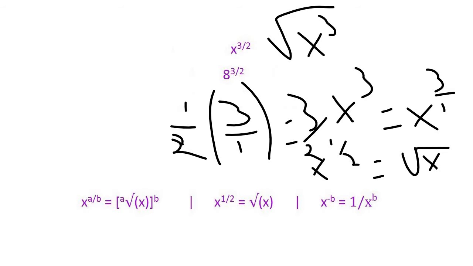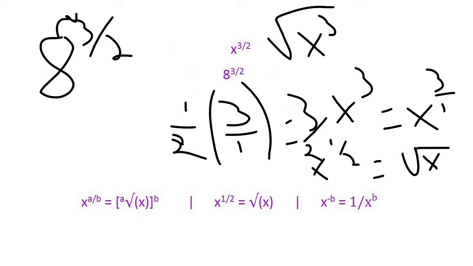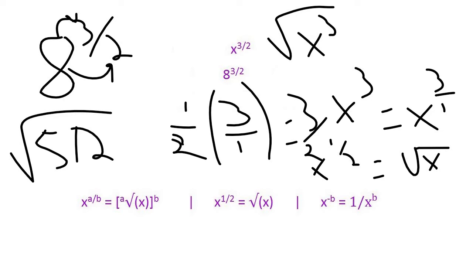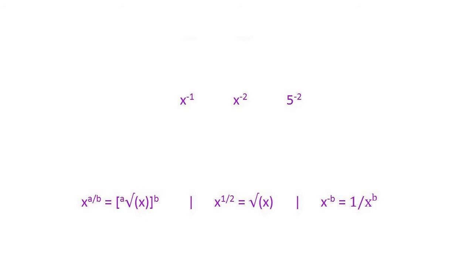So if we have 8 to the 3/2 power, that's the same thing as taking 8 cubed, which is 512. Alright, now we have to do the bottom part, so the square root. So the square root of 512, that's not a perfect square, so we can just leave it as root 512. Alright, and that's it for fractional exponents. Now let's move on to negative exponents.